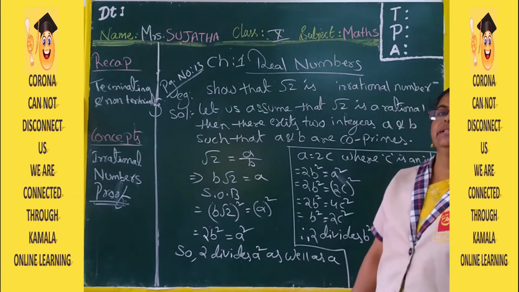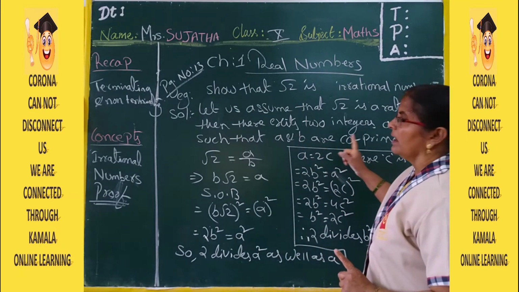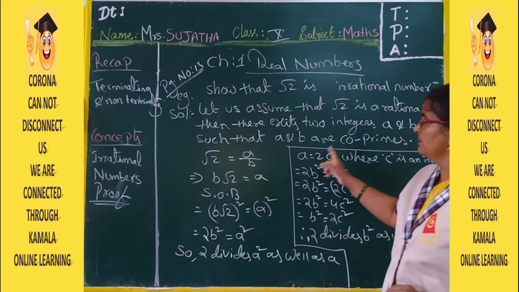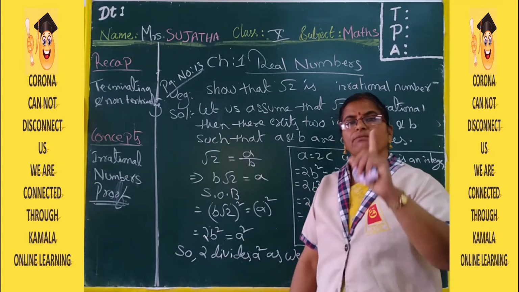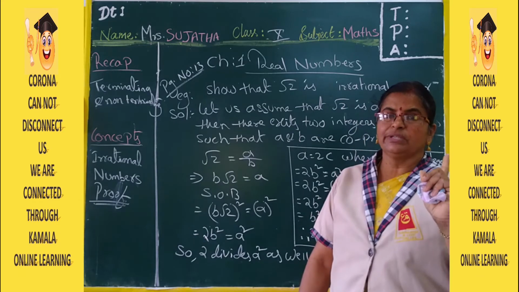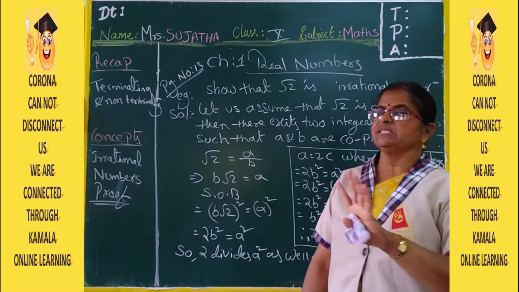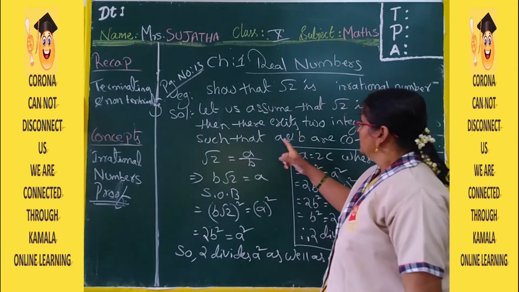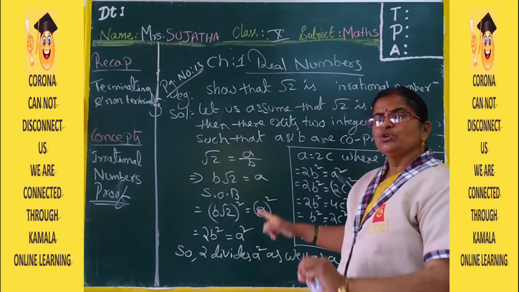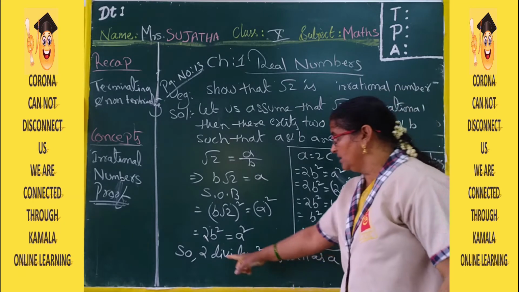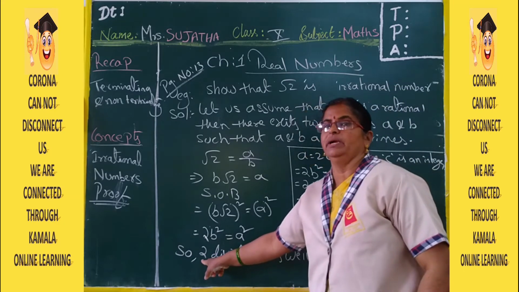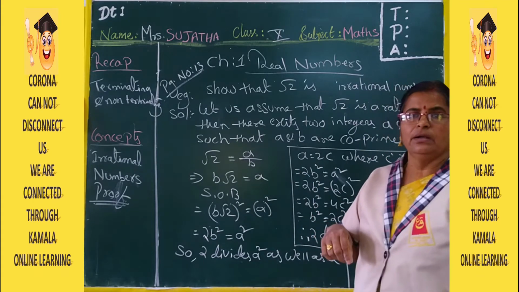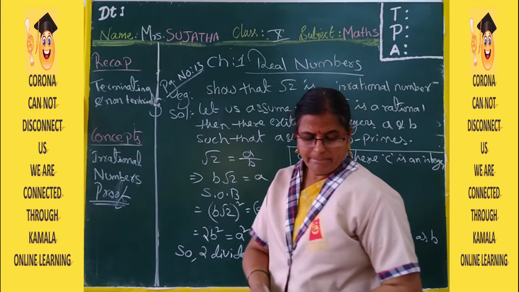So what we said in the starting, a and b are co-primes. Co-primes means what I said? It should have one as the common factor. If they have 2, 3 like that as common factors, they are not co-primes. So a and b are co-primes means the only common factor should be one. But here 2 is the common factor, means 2 divides both a and b. Now is our assumption right? No. So what will you write?